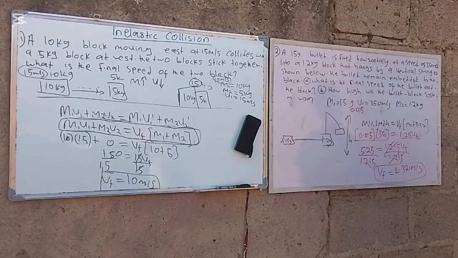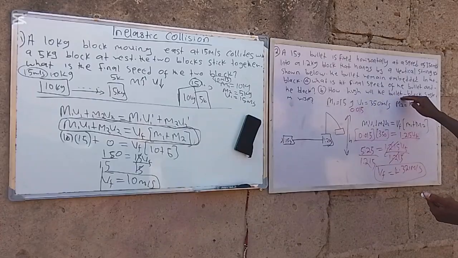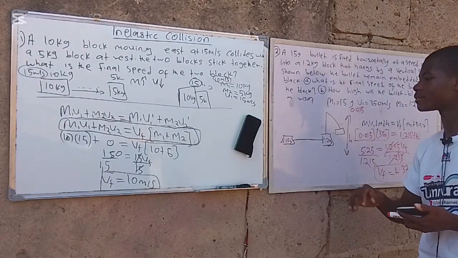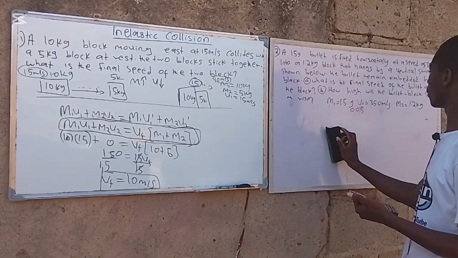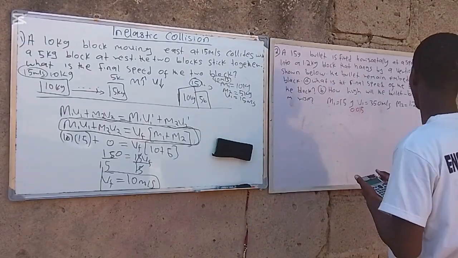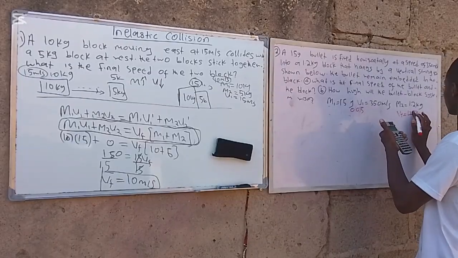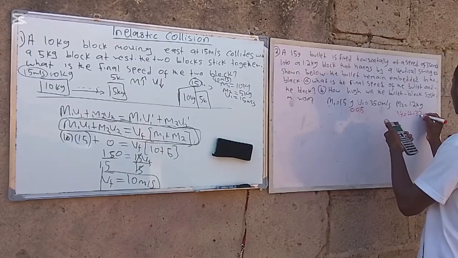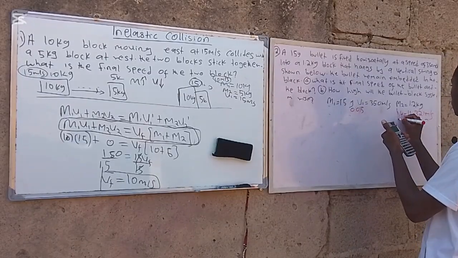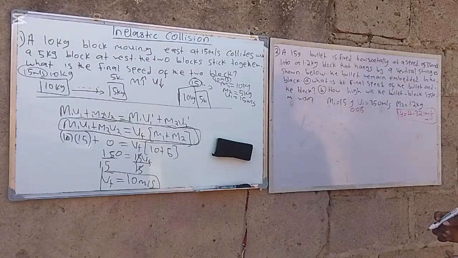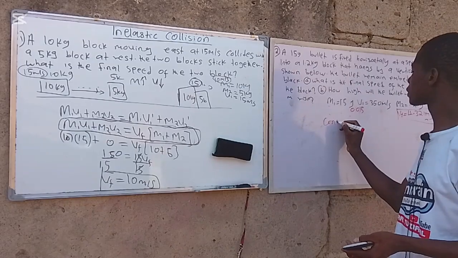And should I solve this second question, or are you going to drop it in the comment section? But let me solve it. How high will the bullet block system rise? Let me clean this. But we already know that our final velocity is 4.321 meters per second. How high will the bullet block system rise? So we are going to use what?